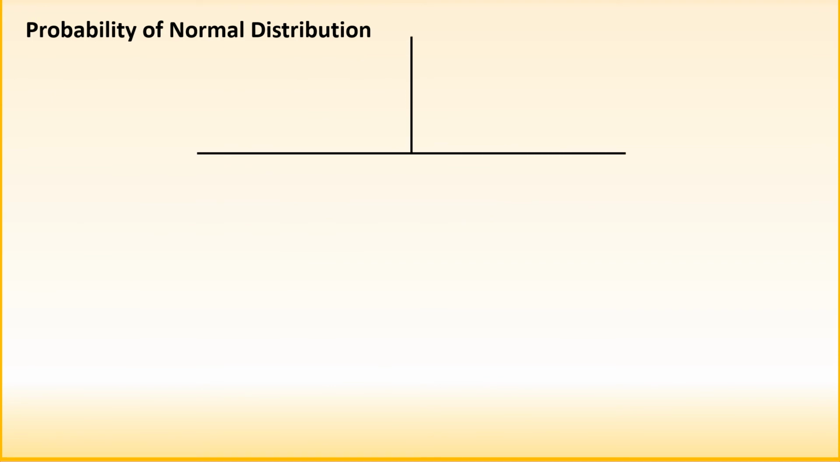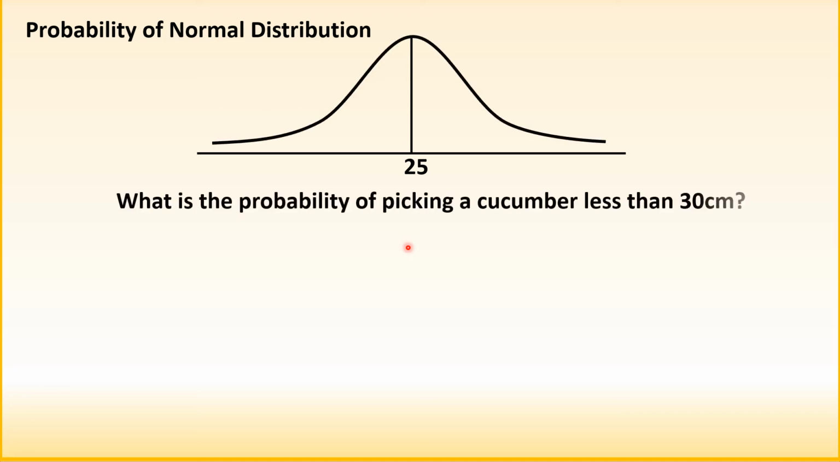Let's have here another example. So, gamitin ulit natin yung 25 na mean na ginamit natin kanina. So, the question is, what is the probability of picking a cucumber less than 30 centimeters? So, yung 30 centimeters ay above the mean. So, ibig sabihin, nandito siya sa right side ng 25. Since ang sabi dito sa problem ay less than 30 centimeters, therefore, ang isi-shade natin yung nasa left side.